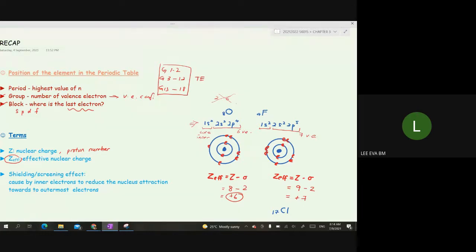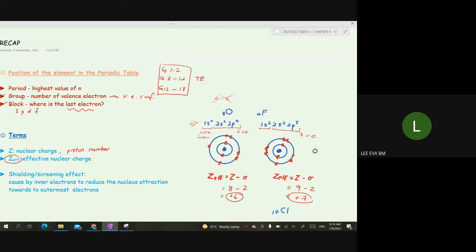Do you get it, madam, what I mean by the Z? Yes, madam. Okay, I hope everyone is clear, because later on you will use a lot of these terms: Z effective, the shielding effect, and so on.